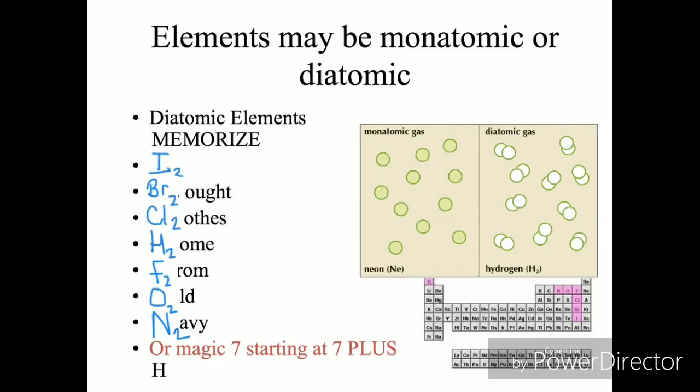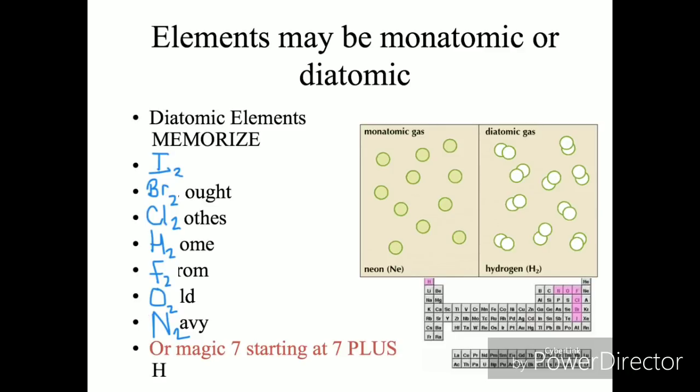What that means is, in nature, under standard conditions, they always exist in a pair. So when we write their symbol, when they are lone elements, it always ends in a 2. Now, when we get into compounds, these symbols do not have to have 2's, only in their elemental state.